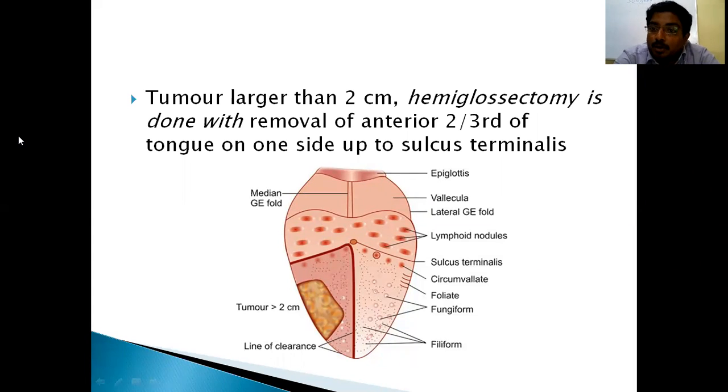This is called hemiglossectomy. See, if it is less than 1 centimeter, 1 centimeter clearance; 1 to 2 centimeters, 2 centimeters clearance; and if it is more than 2 centimeters, we will go for hemiglossectomy of the anterior 2/3, one side of the tongue, up to the sulcus terminalis.